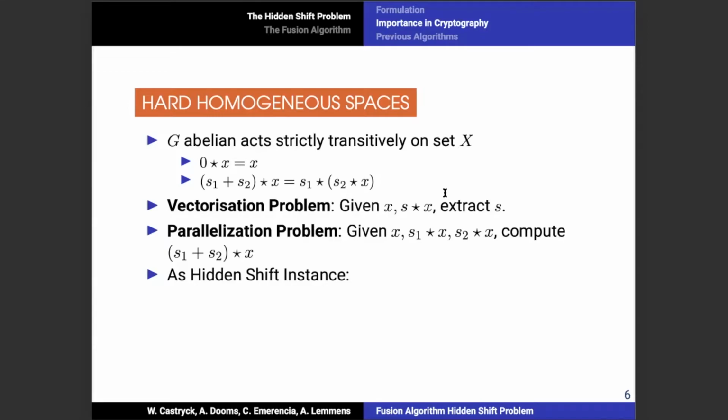Now, if you can solve the hidden shift problem, you can solve the vectorization problem. The element S star X can be used to construct a map sending A to A star S star X, and the element X can be used to construct a map sending A to A star X. And it turns out that the map F1 is just the map F2 shifted by S. So we have an instance of the hidden shift problem.